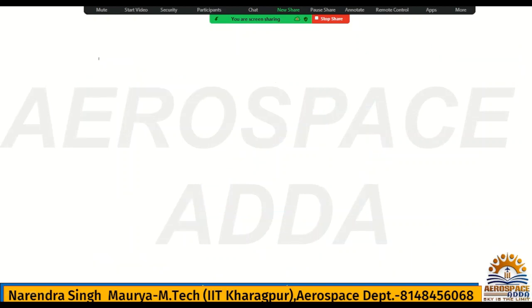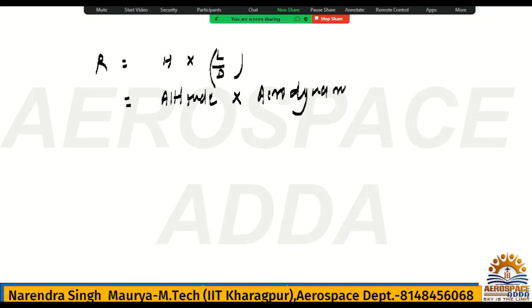So R is H into L by D. What is the mathematical meaning of it? H is altitude, into aerodynamic efficiency. So the maximum range that the aircraft can travel depends on two things. From where the aircraft starts to glide, that is called altitude. If it is a very low altitude, then the range will be very small. Okay, and aerodynamic efficiency should be very high.